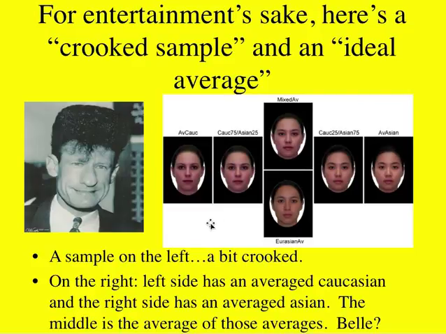For entertainment's sake, here's one way this stuff has actually been applied. They talk about the so-called science of beauty. Remember this guy? On the sample, he's a bit crooked. That's like our sample, right? On the right, you have average Caucasian, average Asian. And then what they do is they blend it.